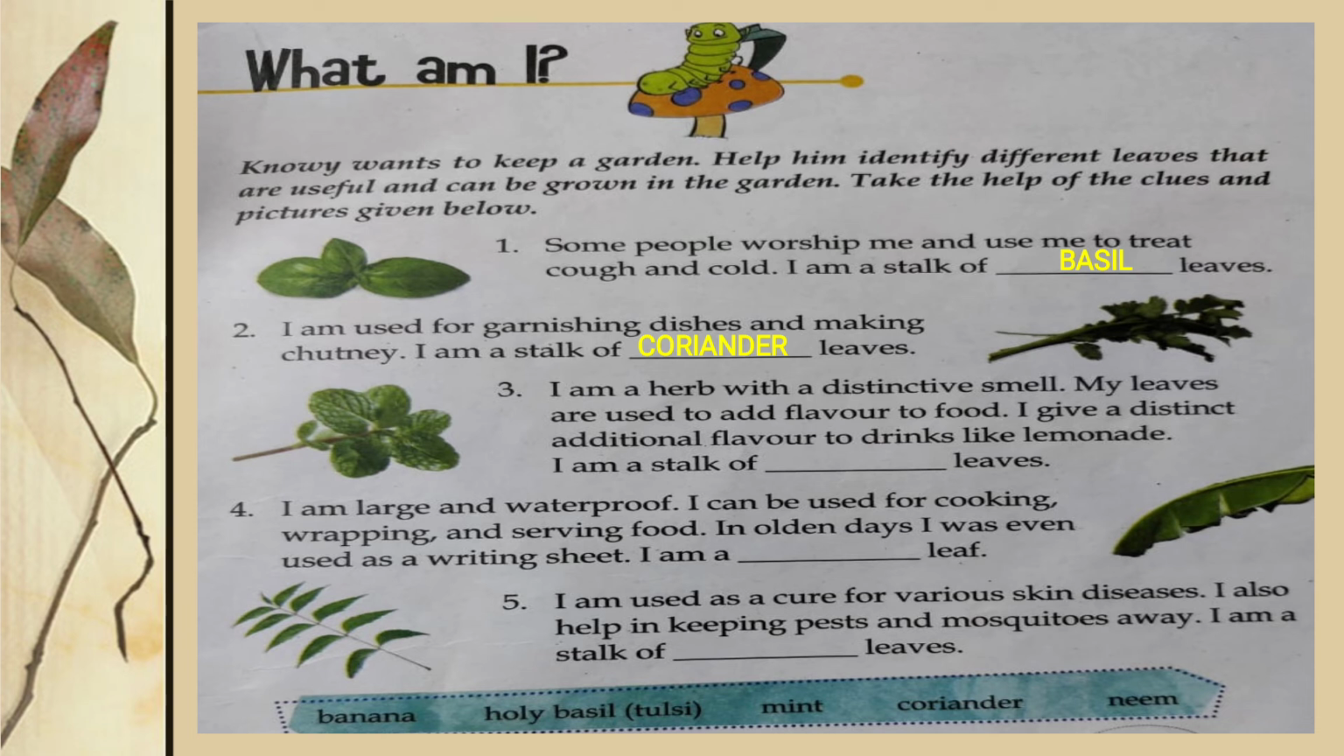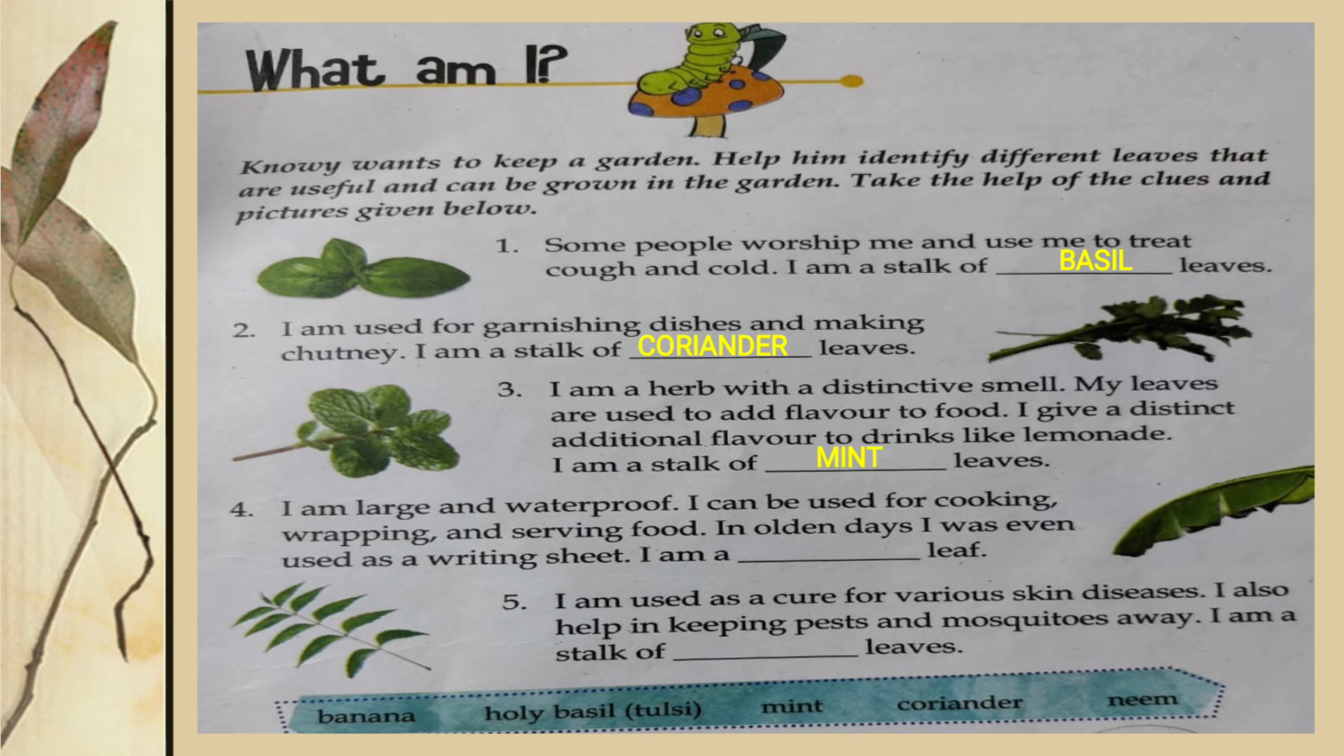The next one is, I'm a herb with a distinctive smell. You know, it's a very strong smell. My leaves are used to add flavor to food. Whenever we want to add flavor, we use these leaves. I give a distinct additional flavor to drinks like lemonade. When we are making lemonade, we are using this. We have already discussed this. So you have to tell me which leaves they are. They are mint leaves, right?